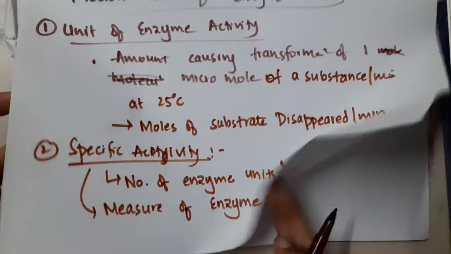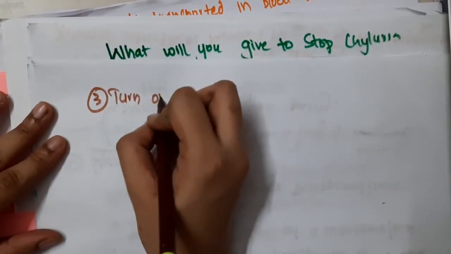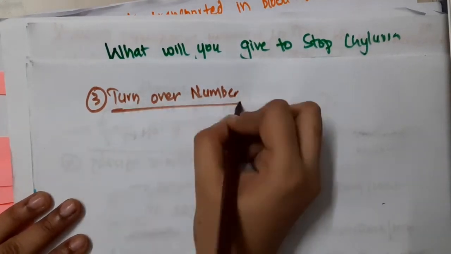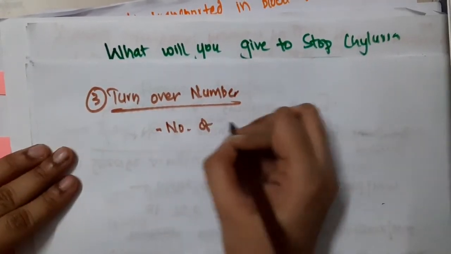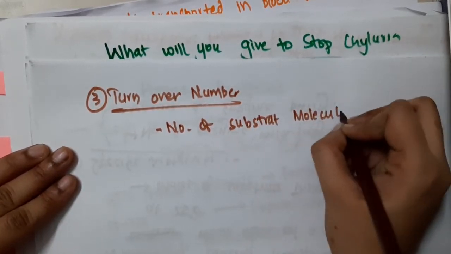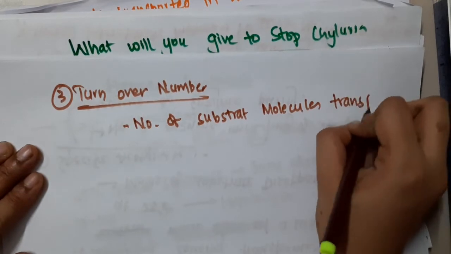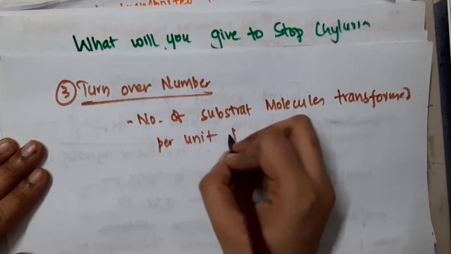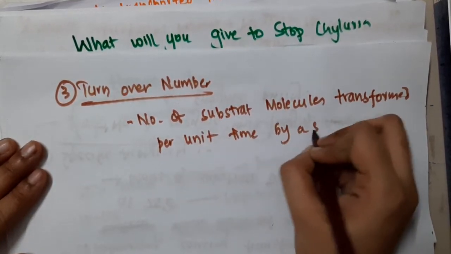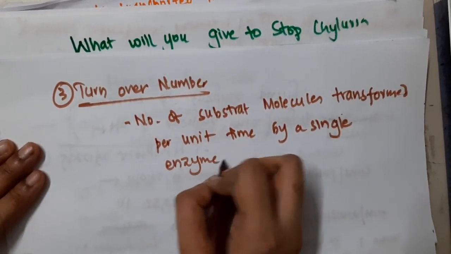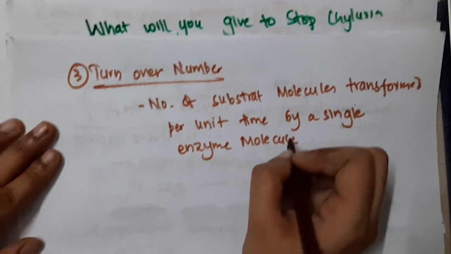Okay, next, third. Third, we have turnover number. What is turnover number? Turnover number refers to the number of substrate molecules which are transformed into products per unit time by a single enzyme molecule at a single catalytic site. That is called the turnover number.